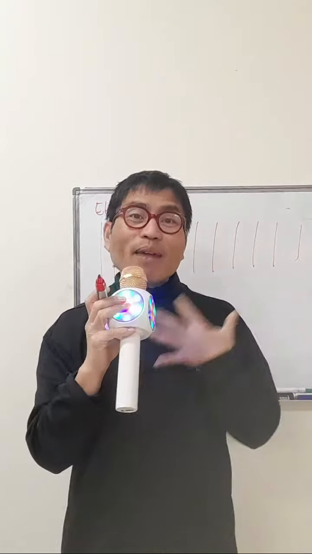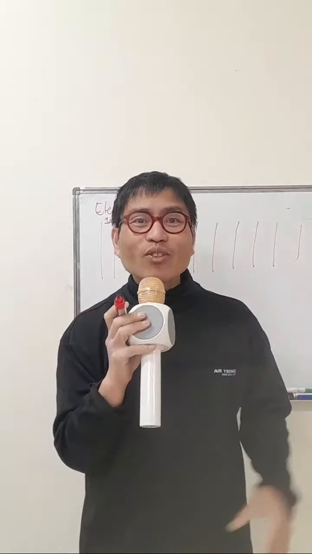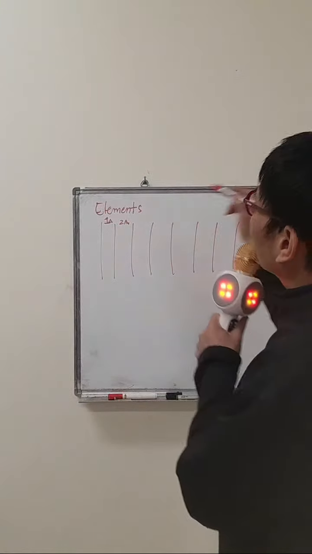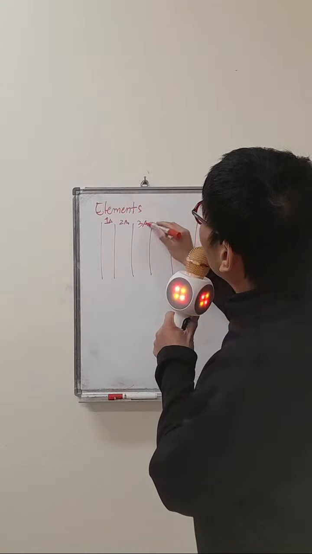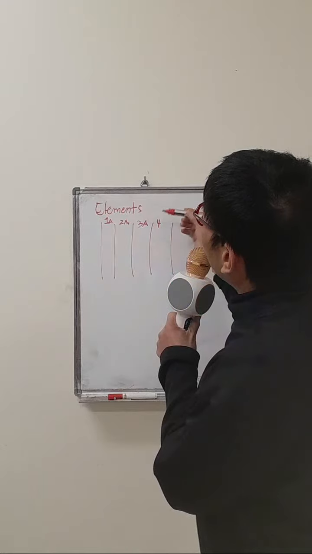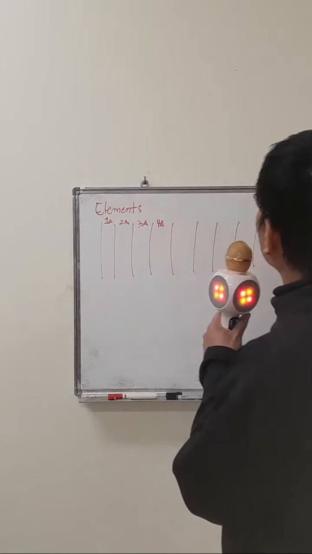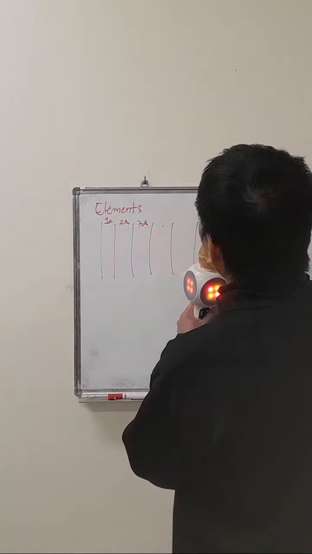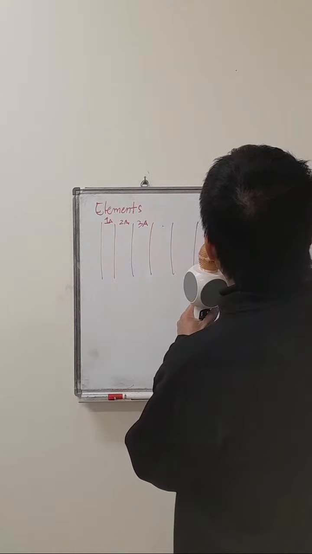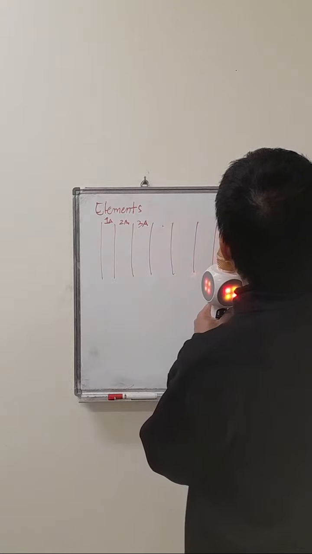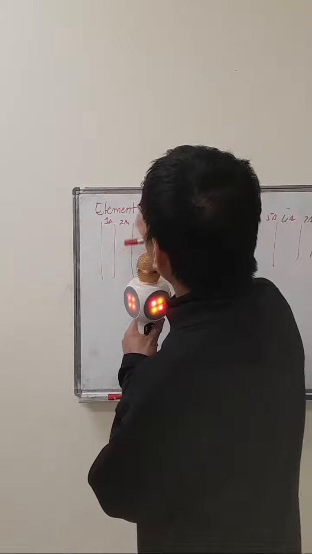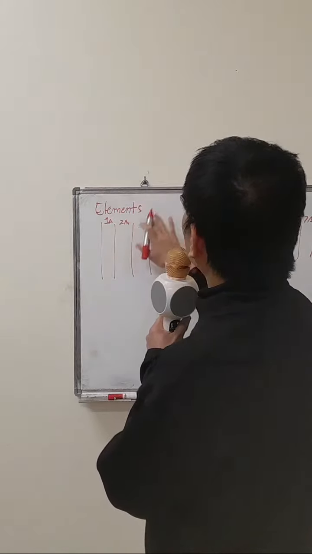So I'm not discussing this perfectly, only as much as I remember. And then 3A, 4A, like that. And then we go to something like here. 4A, sorry, 4A, 5A, 6A, 7A, 8A, like that.